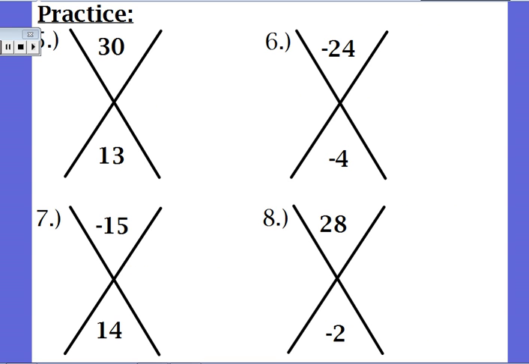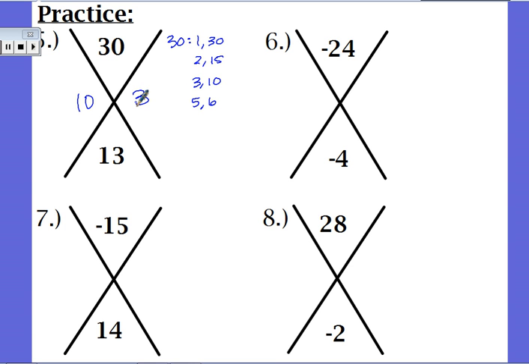All right, let's take a look at 4 more. Go ahead and try number 5. Pause the video, and then we'll go over the answer. All right, factors of 30 are 1 and 30, 2 and 15, 3 and 10, 5 and 6. We need two factors that add to get 13. Those are 10 and 3.